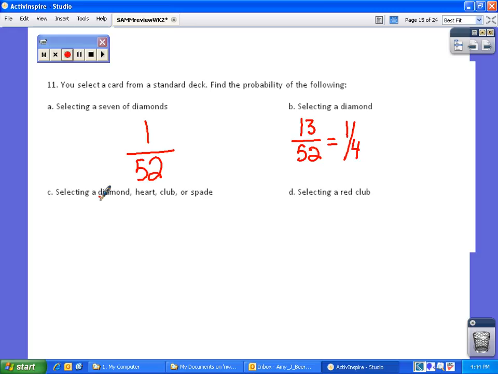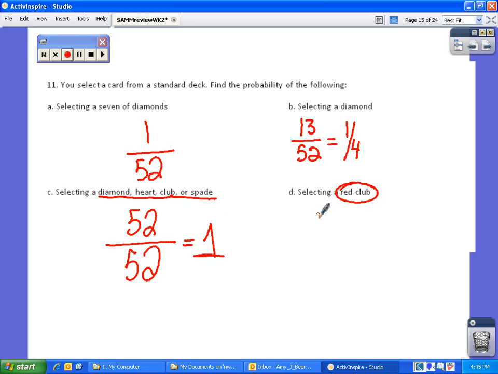Selecting a diamond, heart, club, or spade. Well, all 52 cards are either diamond, heart, club, or spade out of 52 total cards, so the probability is 1. Selecting a red club? Why, there's no such thing. So 0 out of 52 cannot happen.